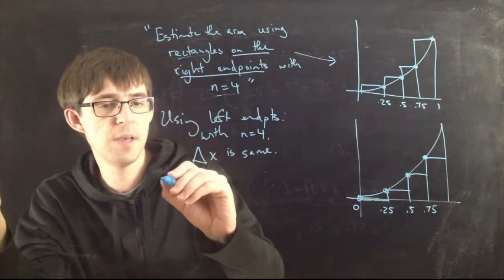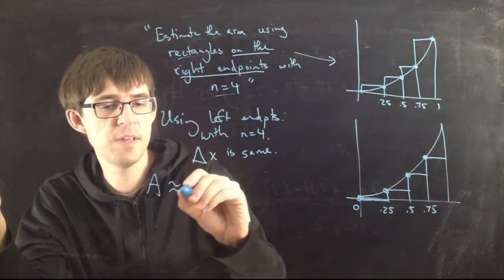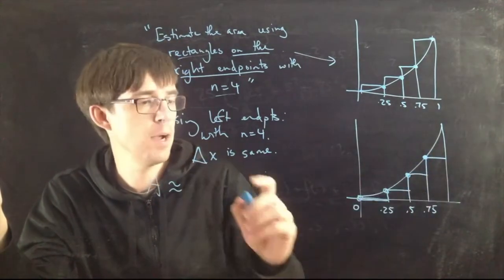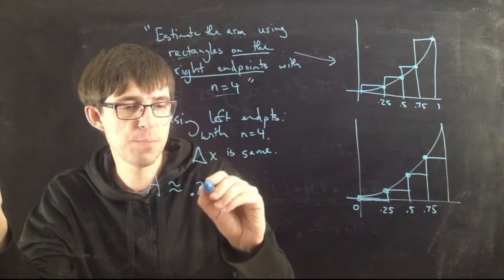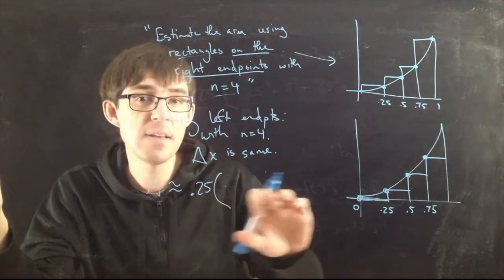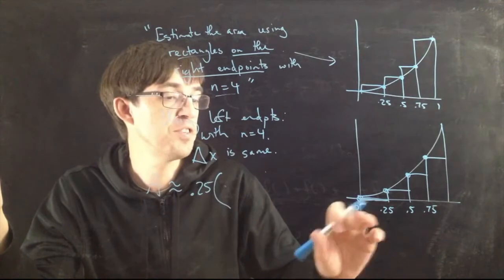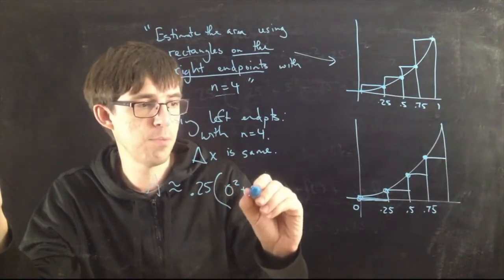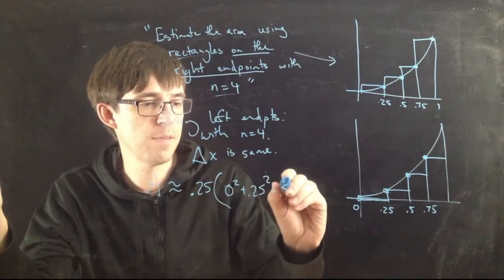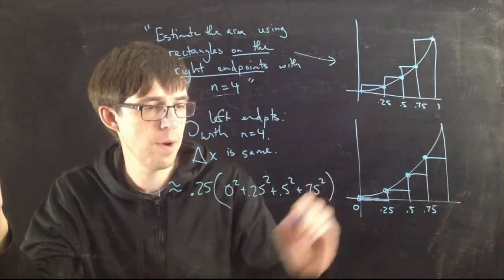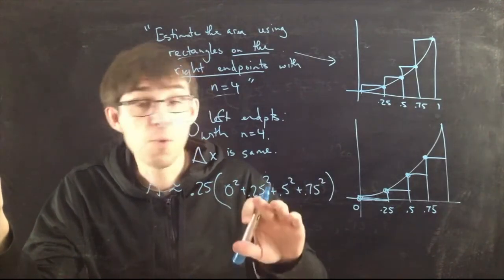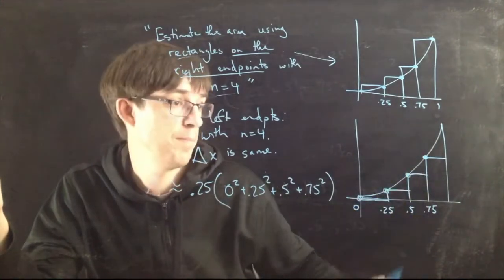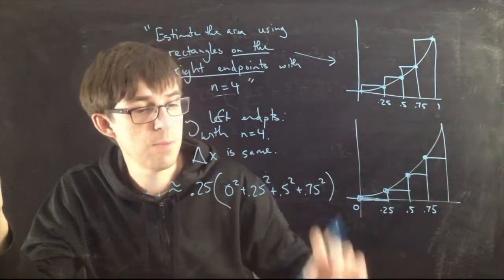So in this case, the area is approximately, remember this is meant to be an approximation of the true area, delta x on the outside, which is 0.25, times, I'm going to add together four things. They're just these four numbers instead of those four numbers. That's the only difference. So it's going to be 0 squared plus 0.25 squared plus 0.5 squared plus 0.75 squared. I'm squaring them, remember, because I'm trying to get the heights, which is obtained by plugging into the function. The function here is y equals x squared, and so that's why I squared them all.